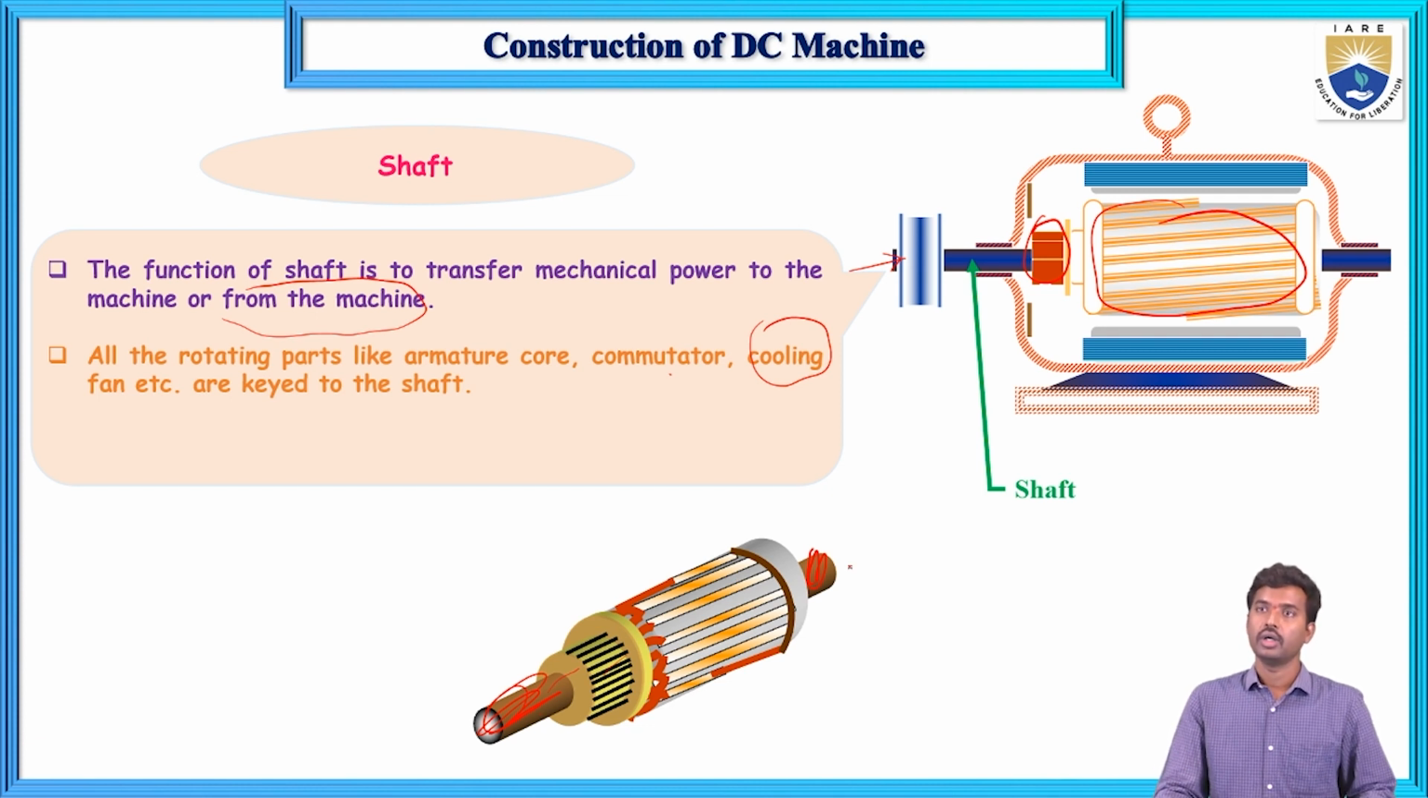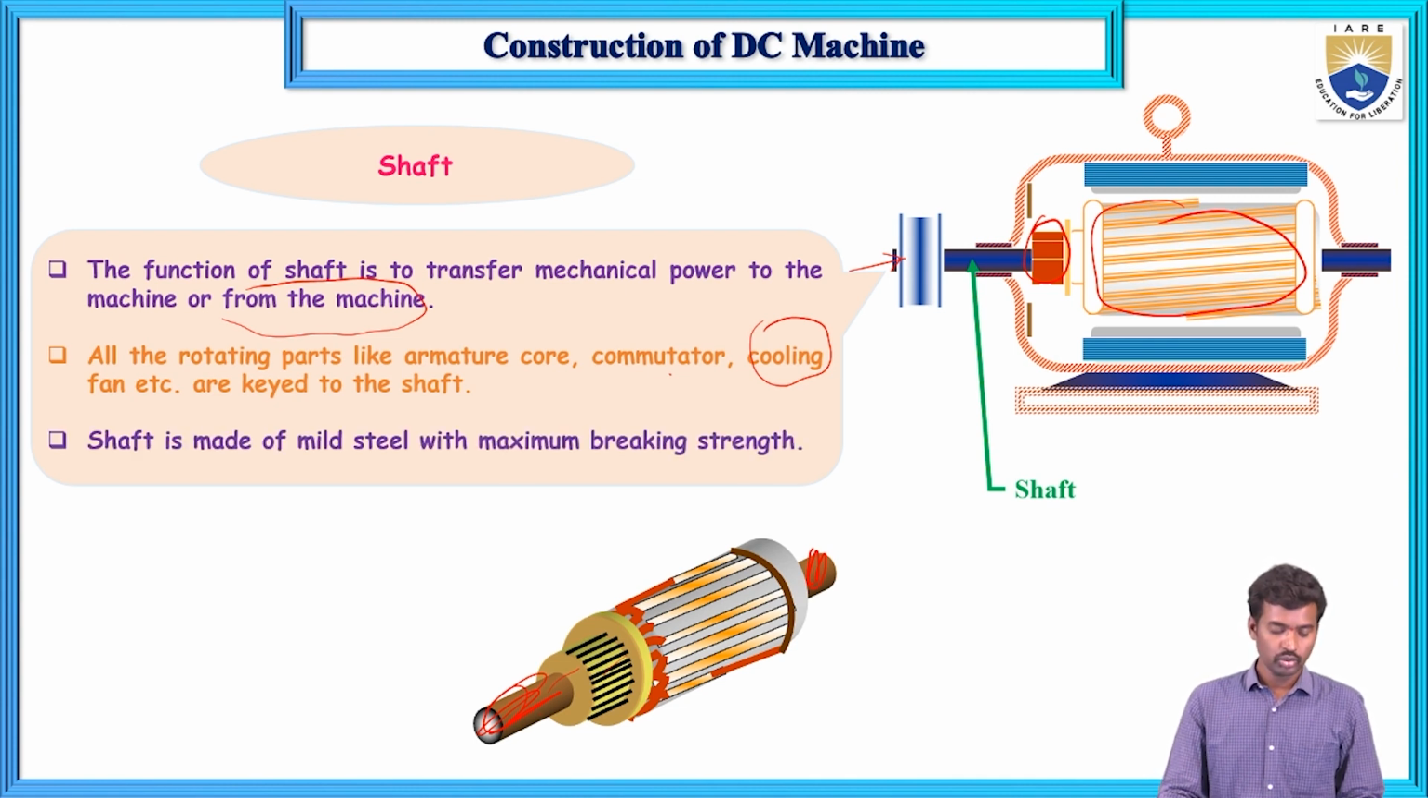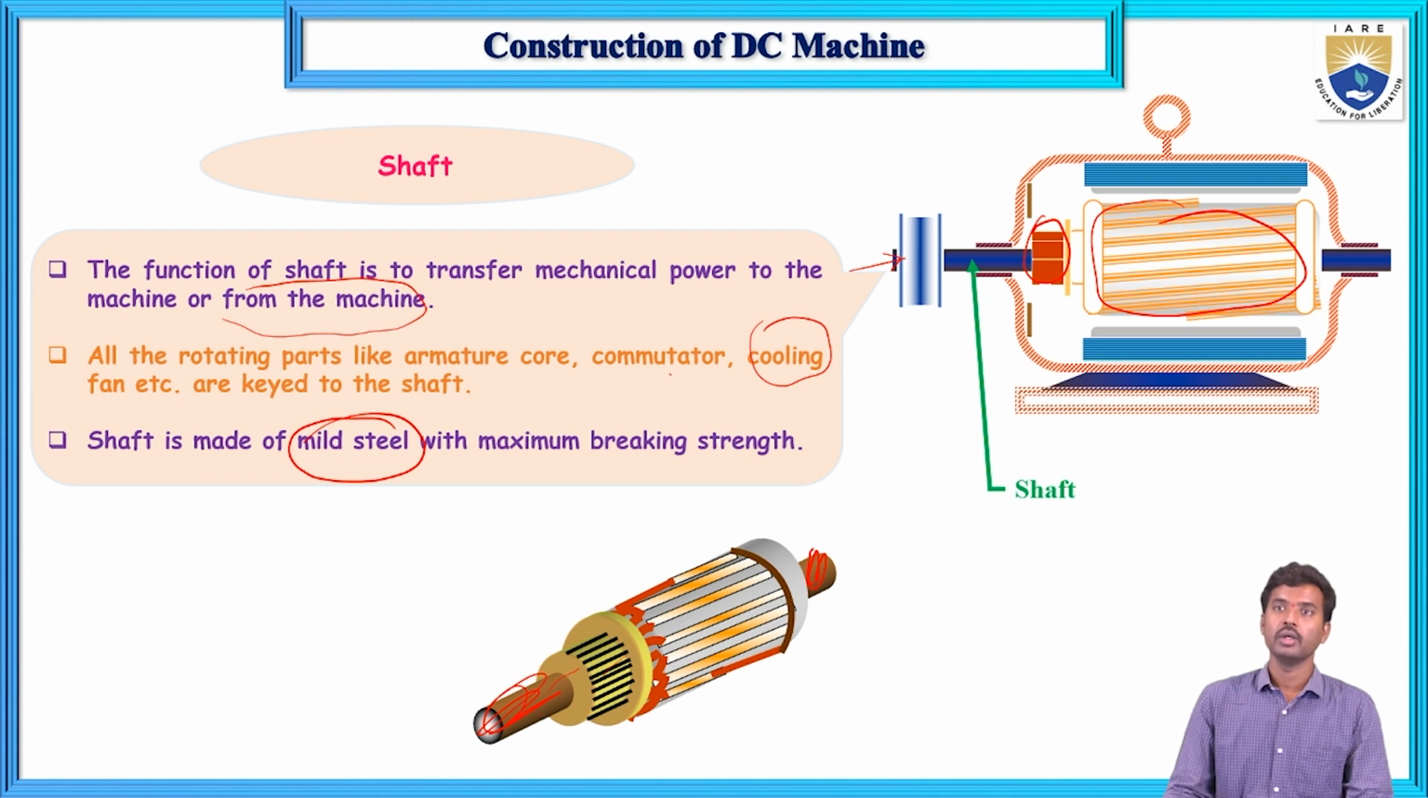Commutator, cooling fans, armature core and armature windings are connected to the shaft, that is the rotating part. The shaft is made of mild steel. Because of its maximum breaking strength, it should be strong, so we use mild steel material for the shaft.